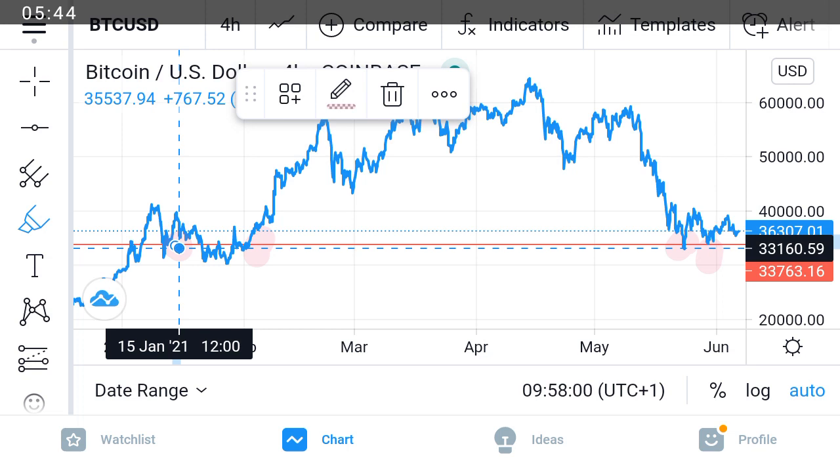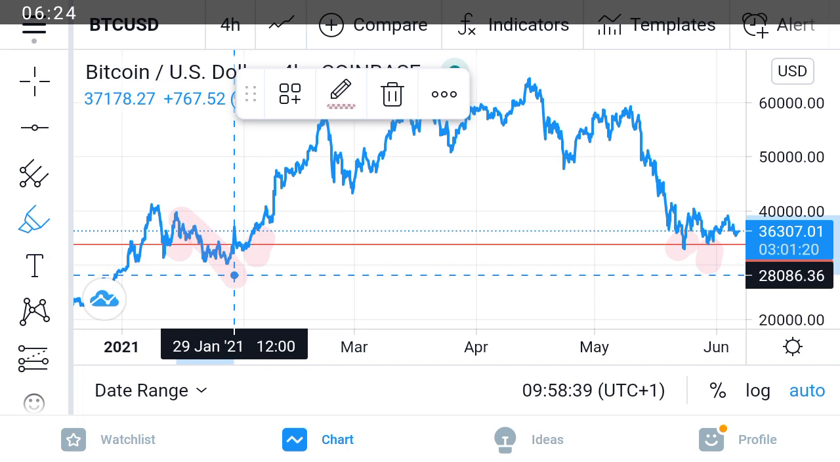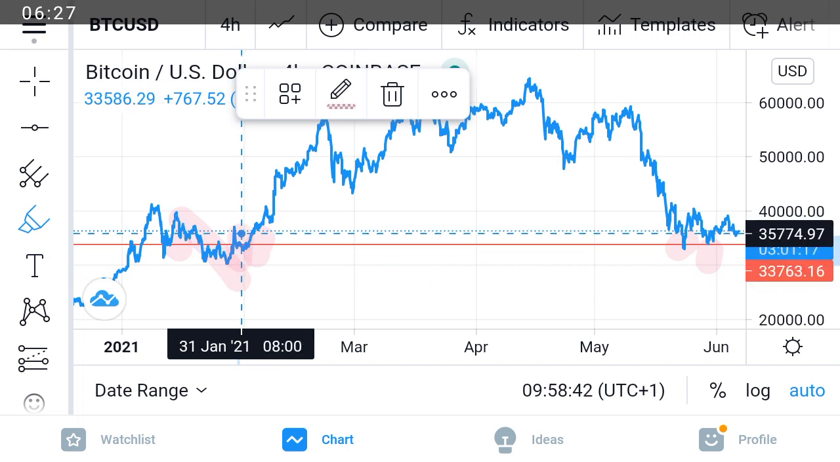All right. So once support is broken... Sorry. Once resistance is broken, it acts as support, and when support is broken, it acts as resistance. What I mean is, this is our support. So when this support is broken downward, it acts as resistance. So you can see that it resisted the price at this point.